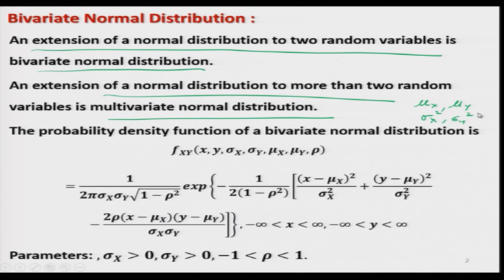Do you think there should be some other parameter? Yes, obviously x and y are bivariate, so we expect that they are interrelated, they are correlated. So there should be one parameter which describes the joint behavior, and that is the correlation coefficient between x and y. So the probability density function of a bivariate normal distribution is characterized by such 5 parameters: sigma x, sigma y, mu x, mu y and rho. And the form of this probability density function is like this.